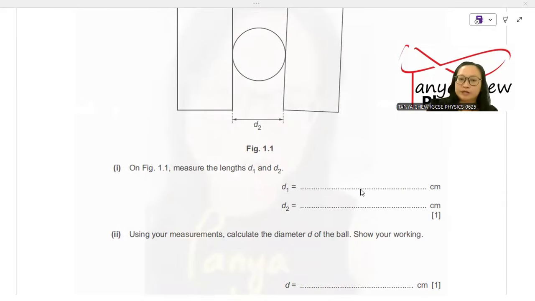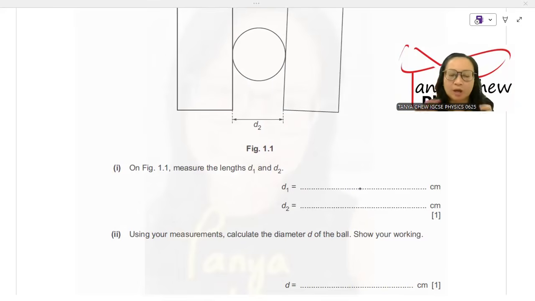Now, before I give you the answer for D1 and D2, let me remind you again. This is alternative to practical or written practical. So if you want to do this past year paper, you should set the setting on your printer. You should print out this paper in actual size so that your measurement of D1 and D2 would be as accurate as possible. So I did print out actual size.